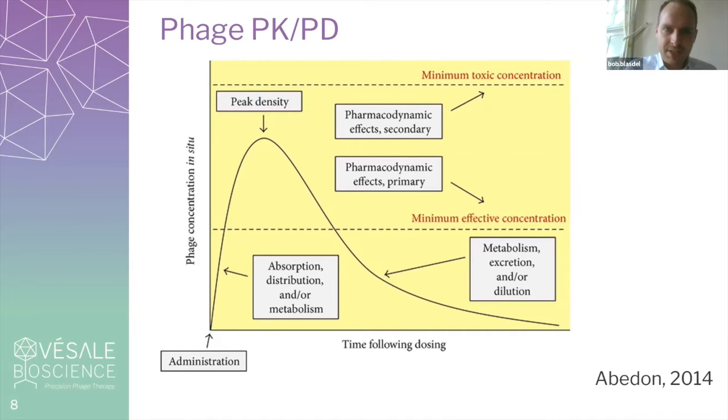It would then reach the minimum effective concentration, at which point it would begin to act. It'll reach a peak density, hopefully below the minimum toxic concentration, and then begin to be excreted through either metabolism or dilution before it reaches the minimum effective concentration again, at which point the effective therapy ends.